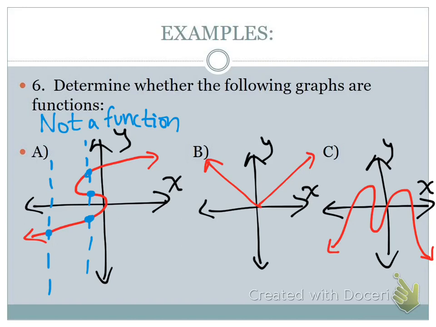So just because it passes it sometimes doesn't mean it's going to pass it everywhere.